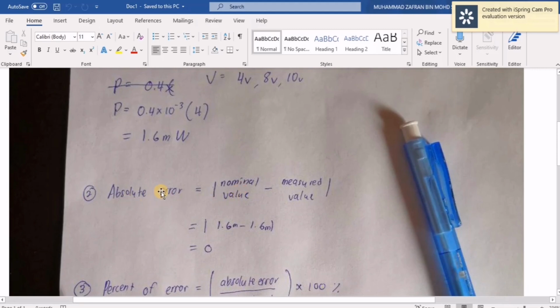So how to get the absolute error, which is the nominal value minus the measured value. So we get 1.6 milliwatt minus 1.6 milliwatt, so we get 0. This is the nominal value, and the measured value we get from the wattmeter.